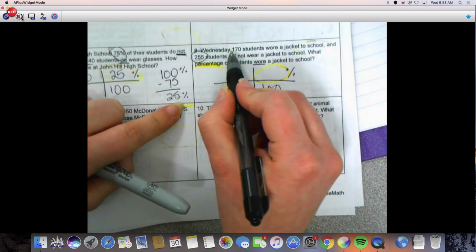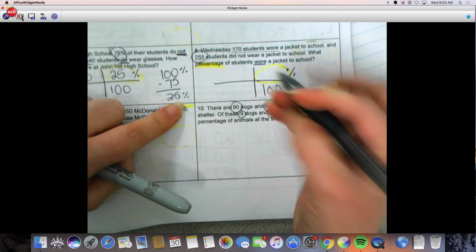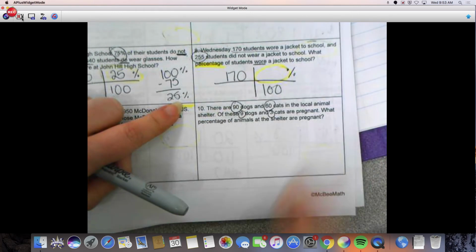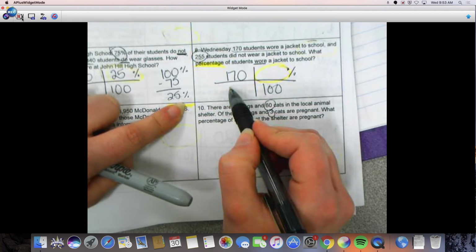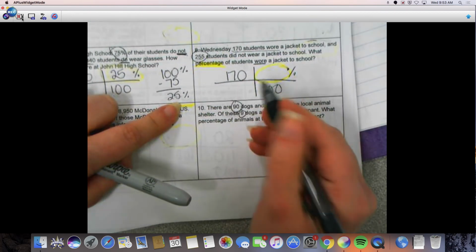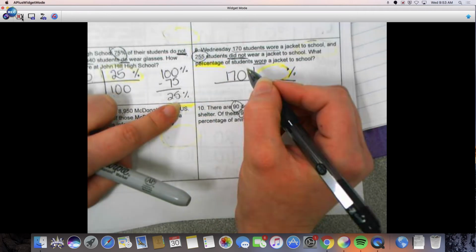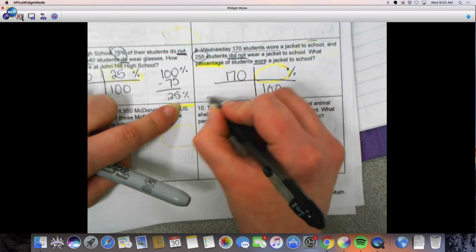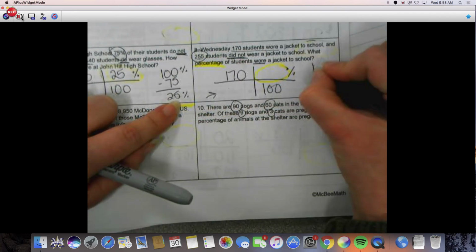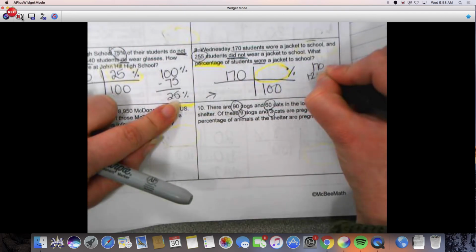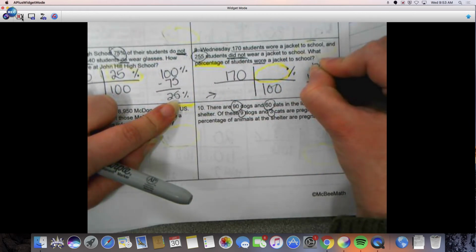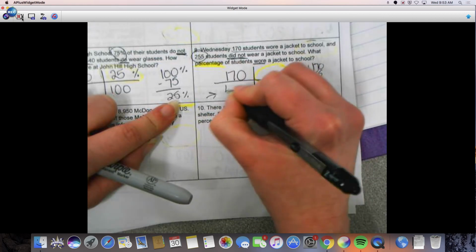So how many students wore a jacket? 170. And this percent is going to tell us the percent who wore a jacket. Why can I not write 255 down here? That's just who did not wear a jacket. It's not the total. We have to have the total down here. So how do I find the total? I add 170 plus 255. And I get 425. So you had to find the total.